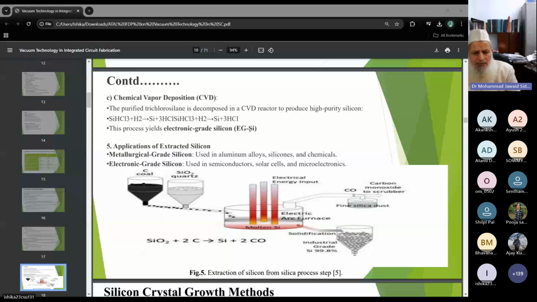So that is the schematic of extraction of the silicon from the silica process that is shown, and that we can do using the chemical vapor deposition also. In some applications we need to deposit the silicon from vapor, so that can be deposited with the help of trichlorosilane in a chemical vapor deposition chamber.